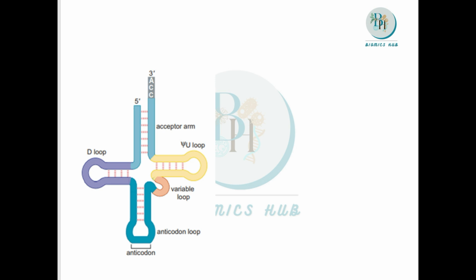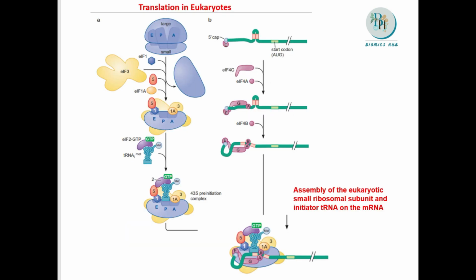Now let us see how the process of translation takes place in eukaryotes. There are two machineries in eukaryotic translation. In one part the ribosome is assembled with some proteins, and in the other part the mRNA is assembled with various types of proteins. So we will first discuss the mRNA.